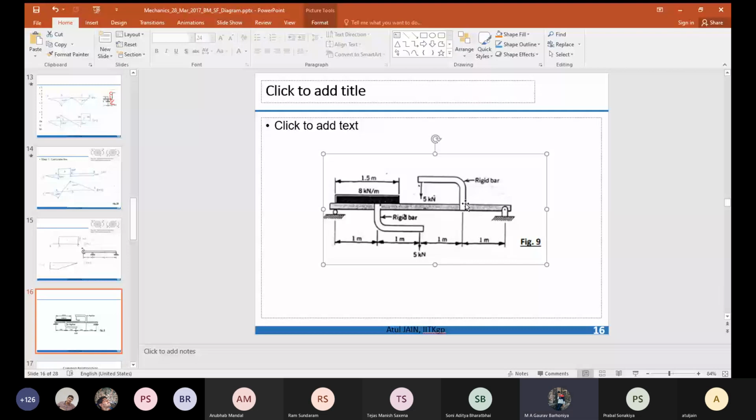Can you explain what a rigid bar is? I am unable to visualize it properly. Okay, one minute, let's finish this, then I'm coming to the rigid bar.